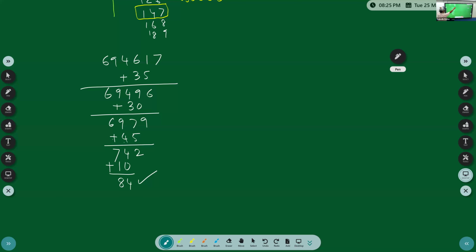The algorithm is like this: take the last digit, multiply it by 5 and add it to the remaining number. Keep doing it.